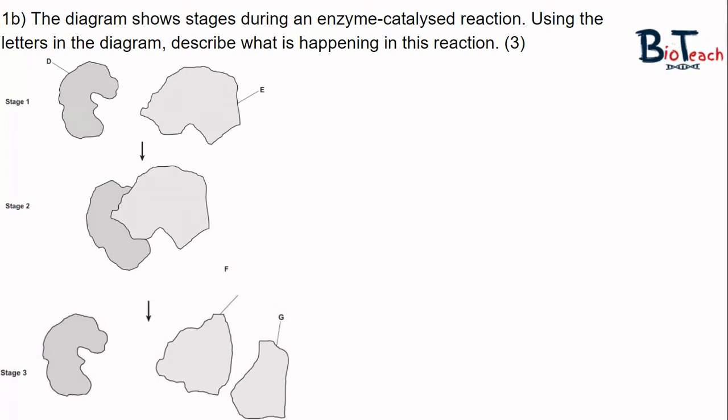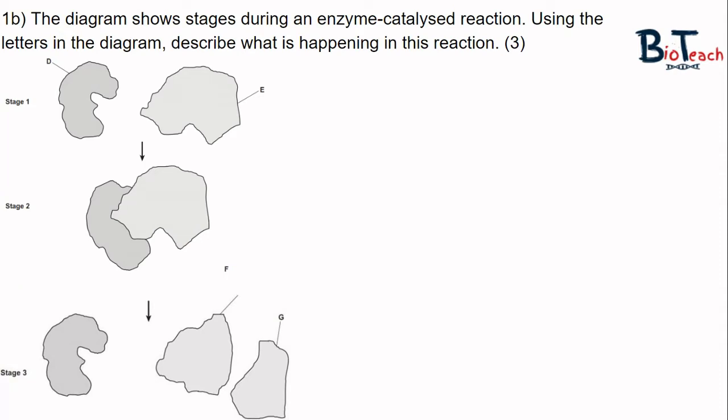1B asks you a 3-mark question, and it shows you a diagram of 3 stages between different shapes that are labelled D, E, F, and G. It says that this is an enzyme-catalysed reaction, and it asks you to describe what is happening in this reaction. For 3 marks, you have to make reference to the names of the shapes, and identify which shape is an enzyme, which shape is a substrate, and which shapes are the products.